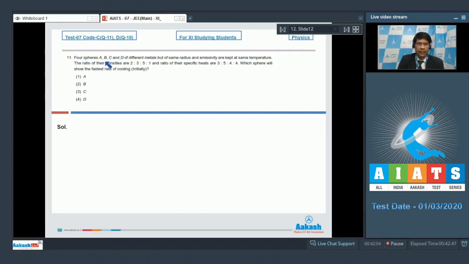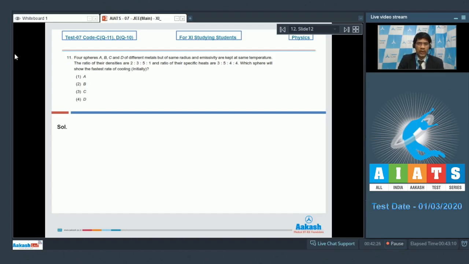Four spheres A, B, C and D of different metals but of same radius and emissivity are kept at same temperature. The ratio of their densities are 2:3:5:1 and ratio of their specific heats are 3:5:4:4. Which sphere will show the fastest rate of cooling initially?